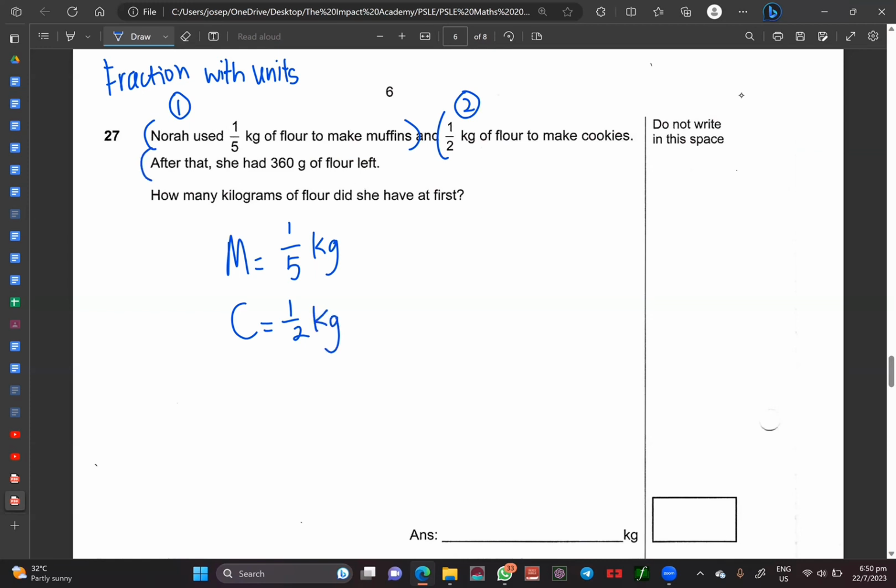All right. And then what is it? She is left with 360 grams. Okay, so this is the first part. Now, as you can see over here, the units are all different. So what I want to do is quickly change everything into grams, because I feel that's easier.